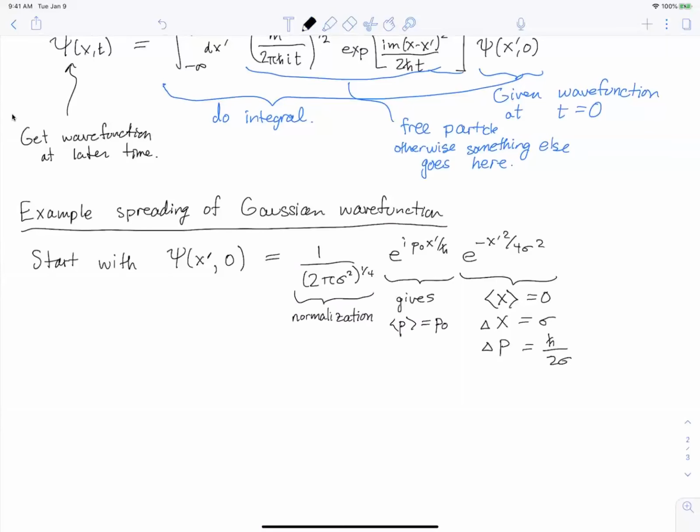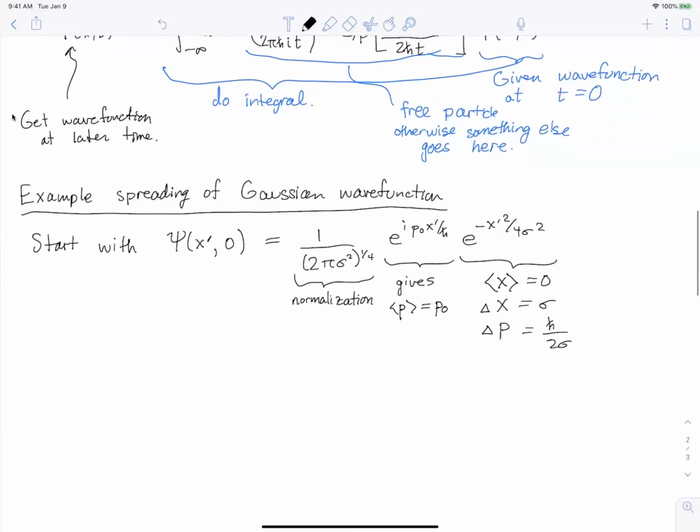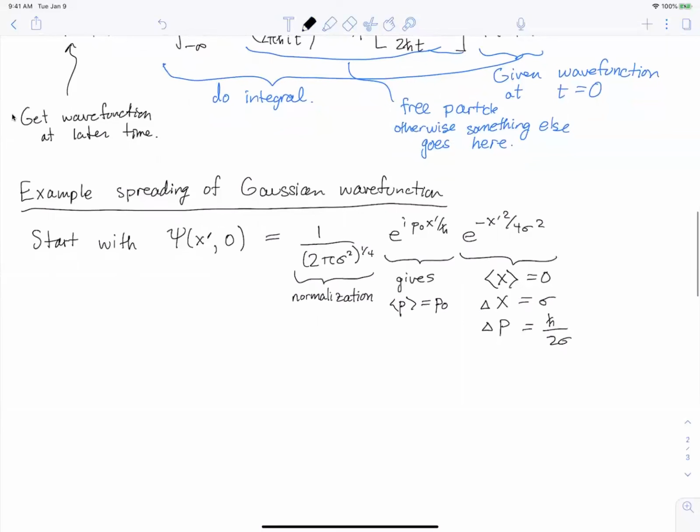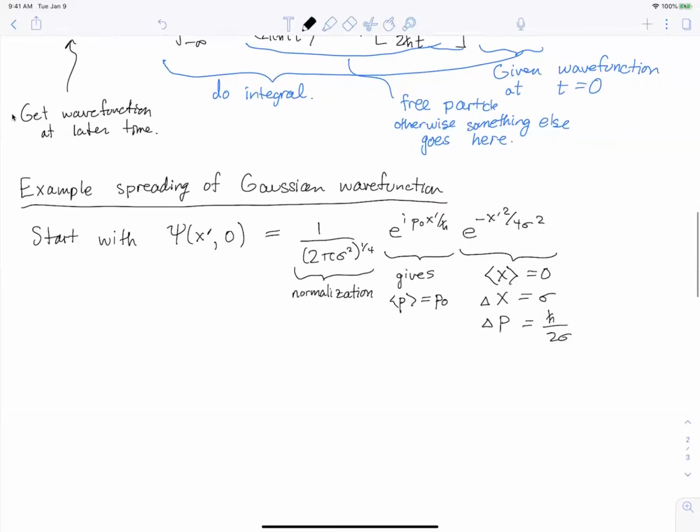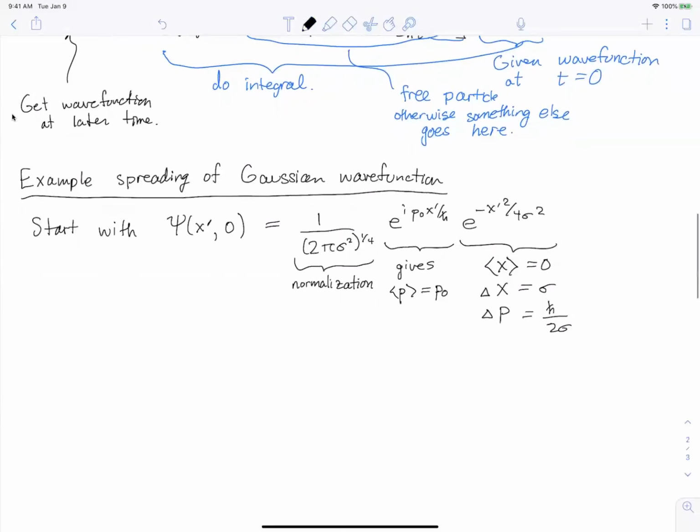And then as a reminder, we were guaranteed by unitary time evolution that if it was normalized to 1 to start with, it will be normalized at all later times, as long as we don't make a measurement in between. If we make a measurement in between, then we have to renormalize the wave function.